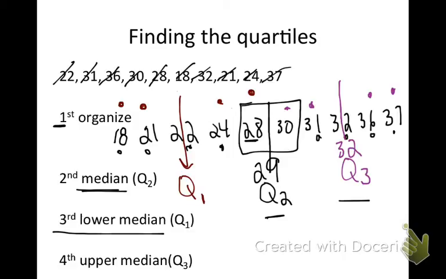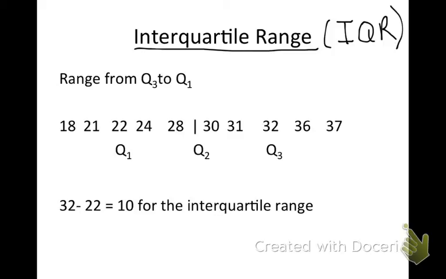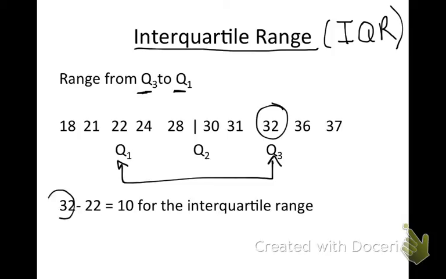Okay, so now you're going to practice that. Okay, sorry, we're not going to practice that just yet. We're going to look for our interquartile range, and I'm going to abbreviate that as IQR. So that's just our range from Q3 to Q1. So we want to know how spread out my values are between these two. So I'm going to take 32 minus 22. So my interquartile range is 10.